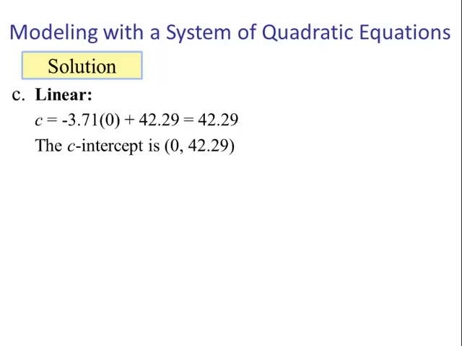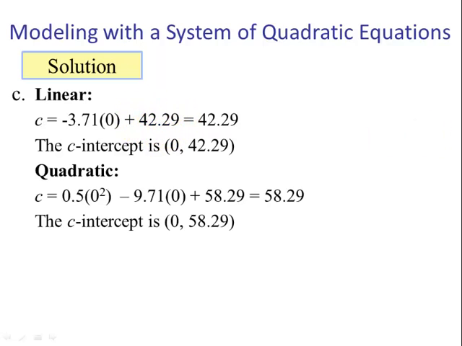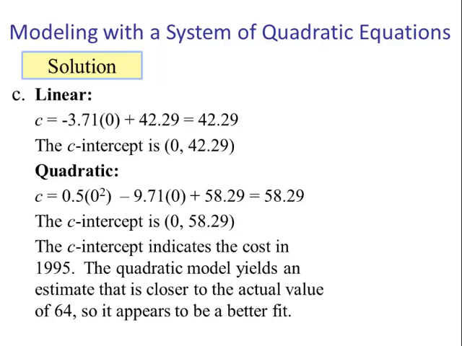Part C. For the linear, the c-intercept, we let t be 0 and we solve for c, and we see that the intercept is 42.29, the same value as b, the y-intercept. For the quadratic, do the same thing, substitute 0 in for t, and we see that the y-intercept is 58.29, and this is the value of c. So which one's better? The c-intercept indicates the cost in the year 1995. The quadratic model yields an estimate that is closer to the actual value of 64, so it appears to be a better fit.